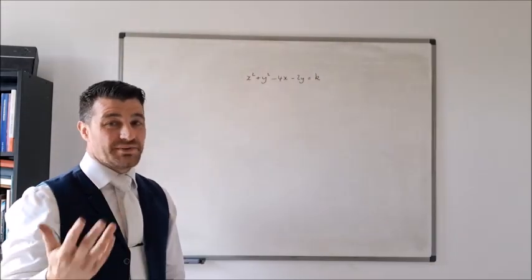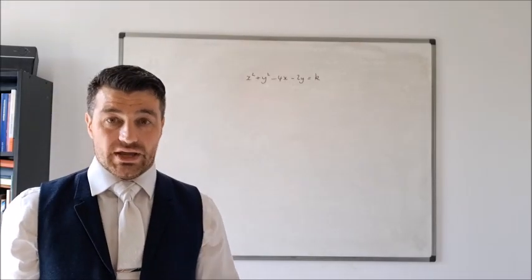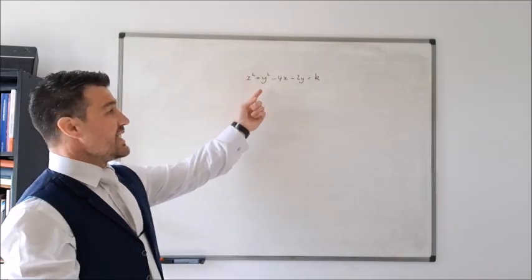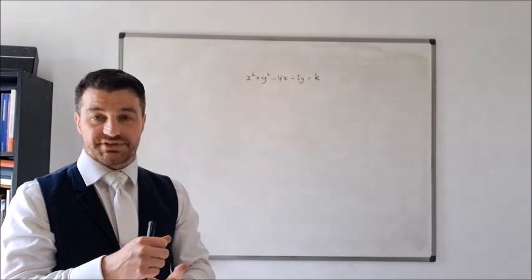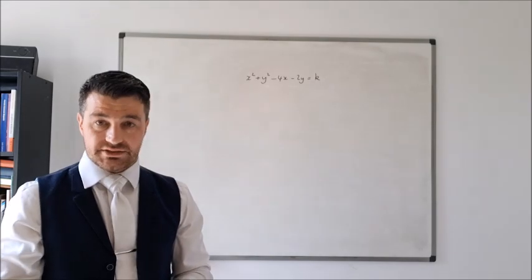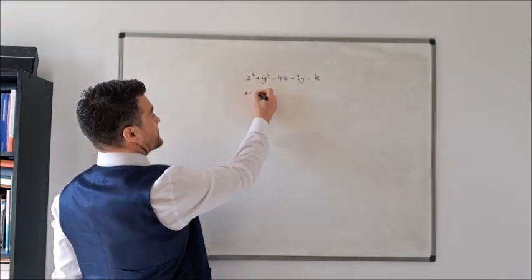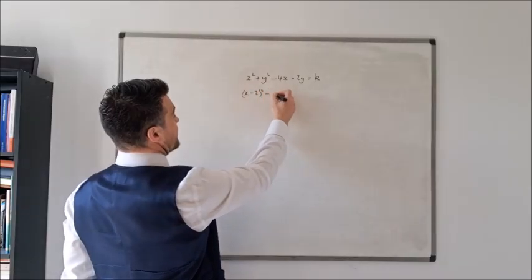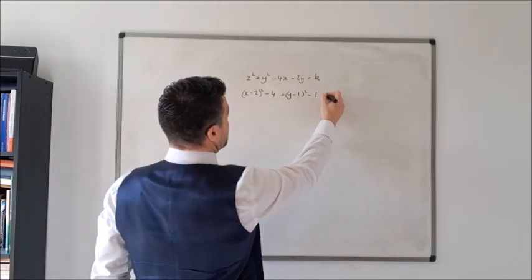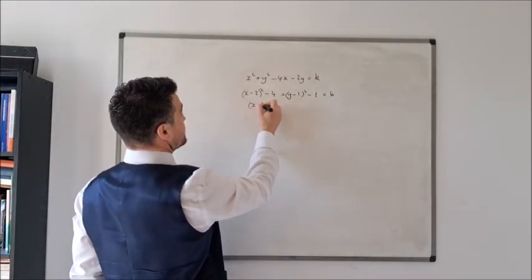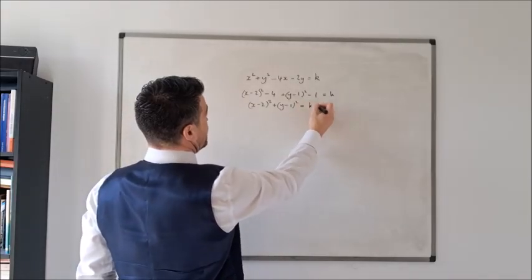And when it says describe this curve, you need to describe it in a very precise way. Rather than just saying it's a circle, yes, it's a circle, but what's the center? What's the radius? Don't just say it's a circle. So of course we can write this as x minus 2 squared minus 4 plus y minus 1 squared minus 1 equals k. So x minus 2 squared plus y minus 1 squared equals k plus 5.